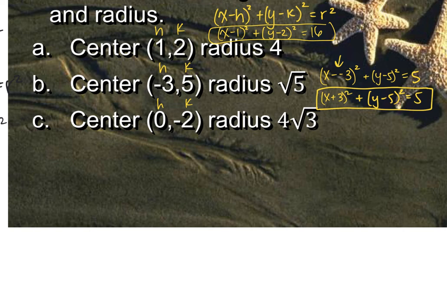So this is when our center is at 0, negative 2, and our radius is 4 times the square root of 3. So it's going to be x minus 0 squared, and then plus y plus 2 squared. Remember, it's minus a negative here. That's what I was saying. And then equals, we're going to get that same radius, 4 times the square root of 3 squared, which is 48.